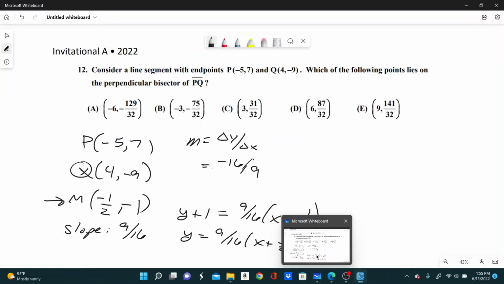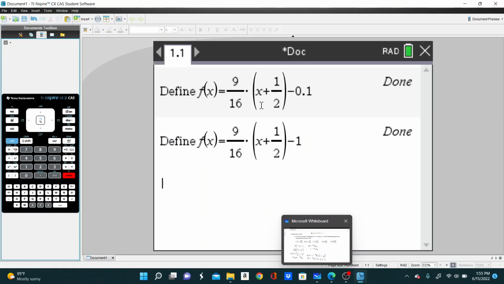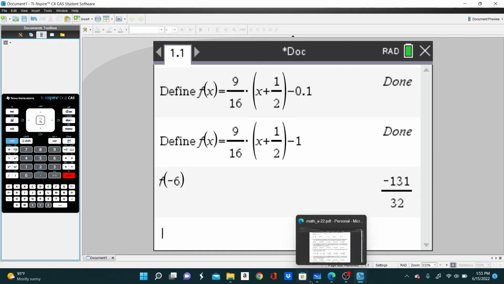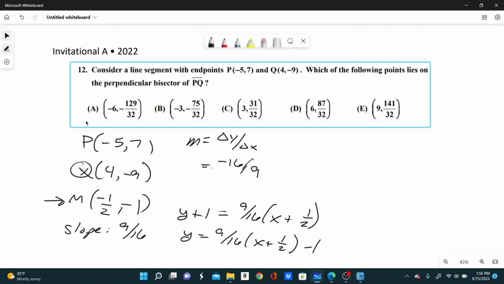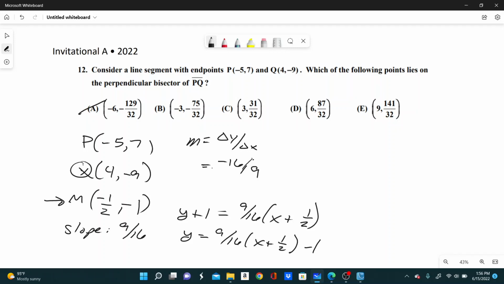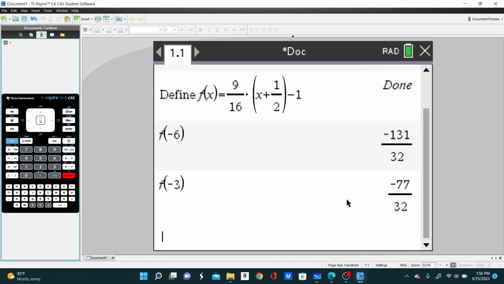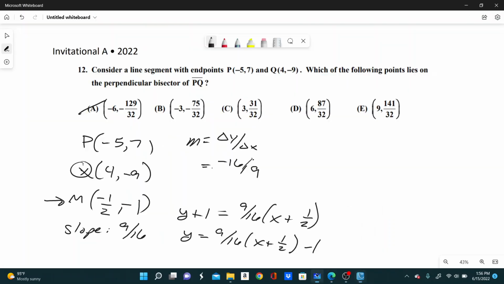So if we want to plug in -6 to start with, we just do f of -6. We get -131/32. Is that what matches up? Nope. So it's not going to be A. Let's try B. So plug in -3, we should get -75/32. We get -77/32, so it's not going to be B either.